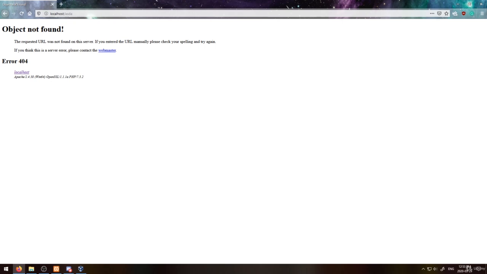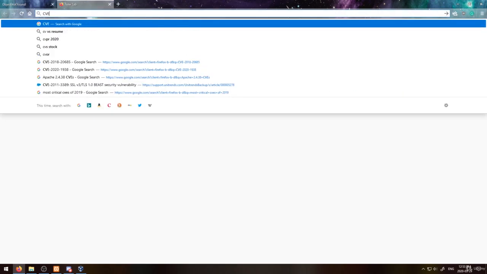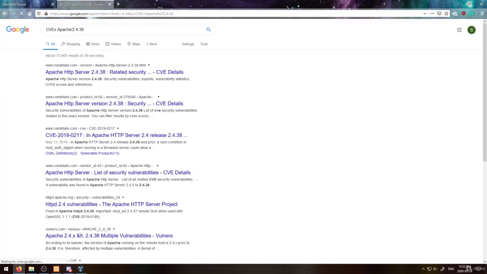But if you're paying attention, you'll notice that it exposes the server version, the operating system type, the version of my OpenSSL, as well as the version of my PHP. And you may be thinking, well, that doesn't really seem like that big of a deal. However, we can easily now take this information and look up CVEs for that version.